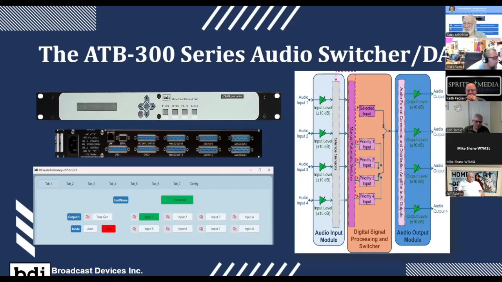And of course, the auto and manual buttons are there so that you can override the automatic operation. And we also incorporated a tone generator for setup. So that's there. That's a ninth input on these units. Alrighty, so that's the ATB 300.